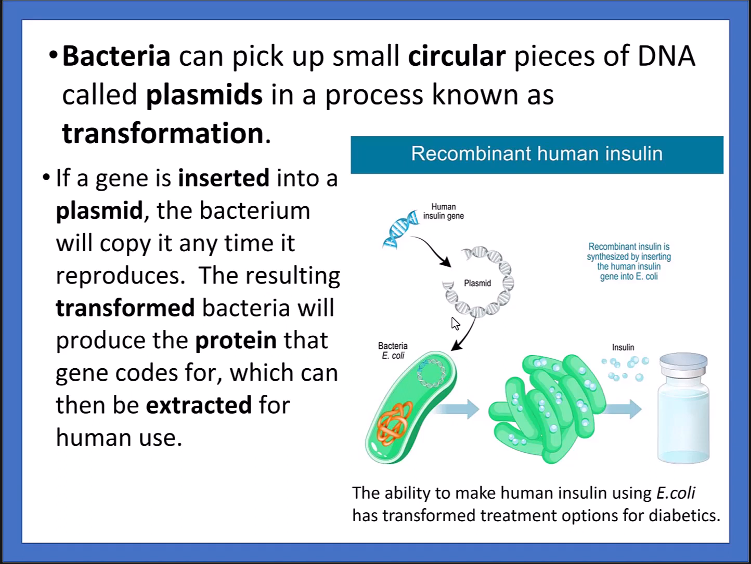So the ability to make human insulin using E. coli bacteria has transformed treatment options for diabetics by inserting that human insulin gene into the plasmid and making the bacteria copy that over and over again. The insulin can then be extracted because the bacteria are making that protein, and then insulin is then able to be transmitted to humans.